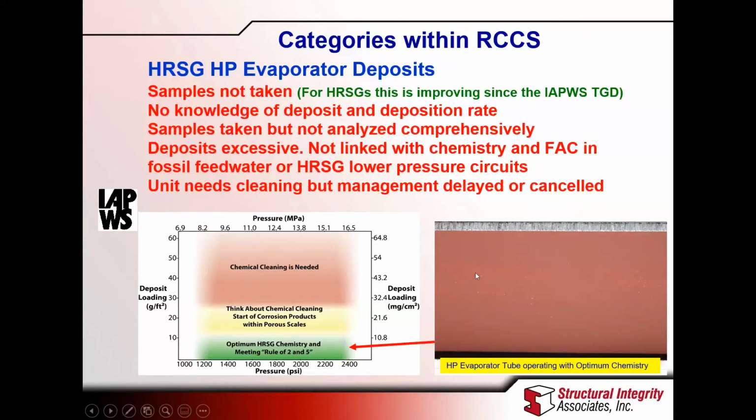And so here on the bottom right hand side is an example of what we like to see in an HP evaporator tube, nice and red and smooth. If we have that, then we know on the deposition map, when we measure the deposit loading, it would be down here in this green area, indicating, first of all, optimum chemistry, and secondly, that the unit doesn't need to be chemically cleaned and is not at risk of having hydrogen damage.